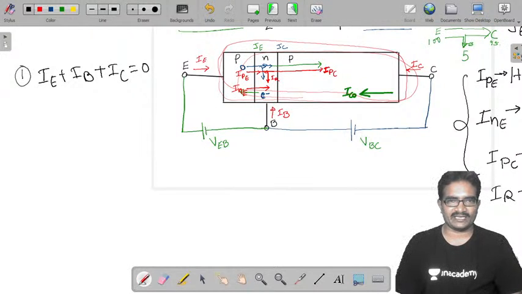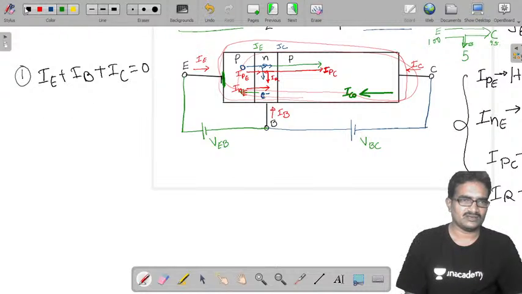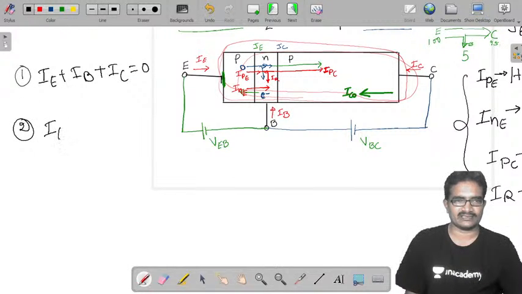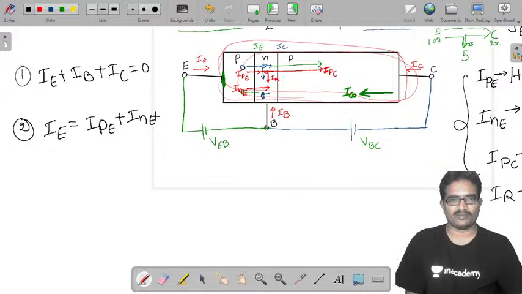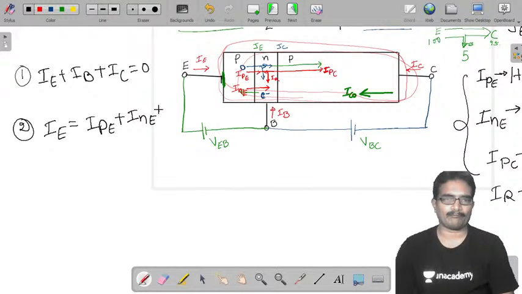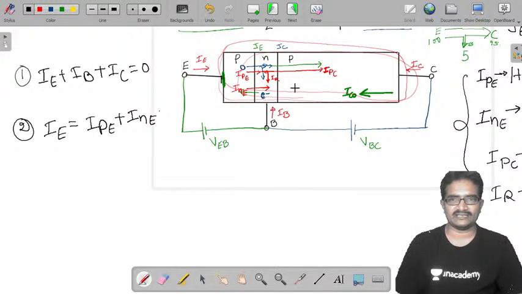Now I am applying KCL at this node. At this node, emitter current is entering, IPE is leaving, INE is also leaving. So the second component is that emitter current is written as IPE plus INE. Okay.